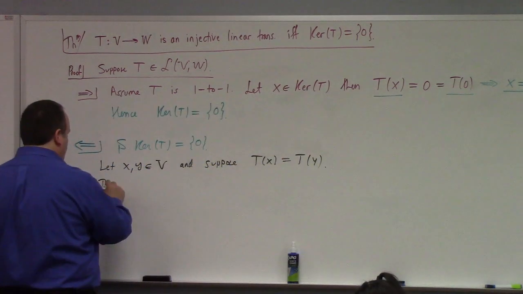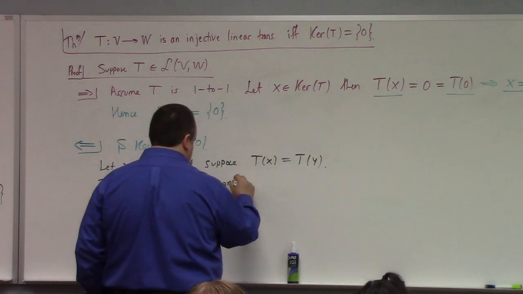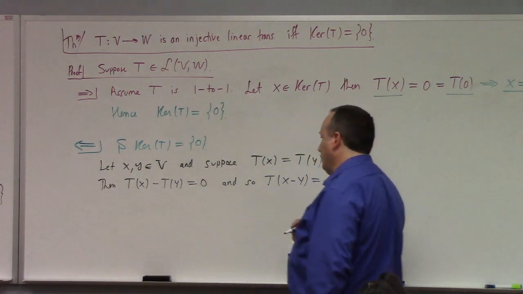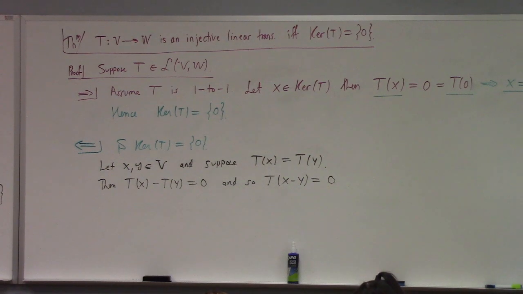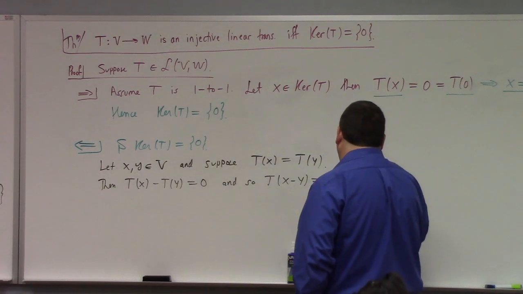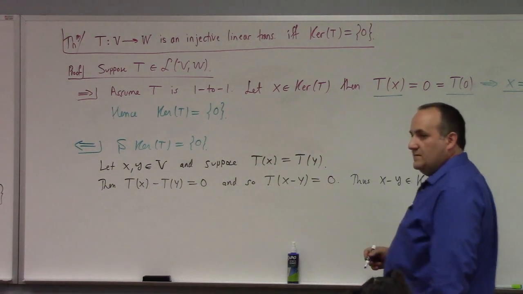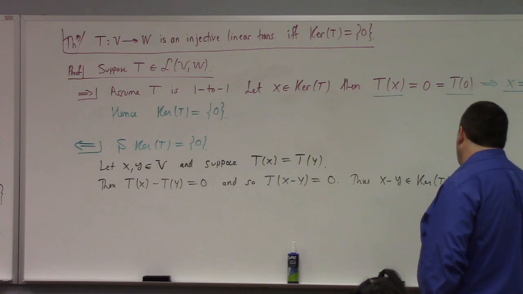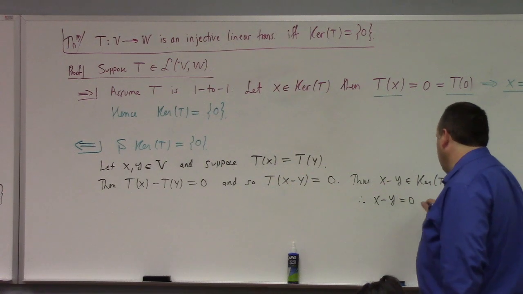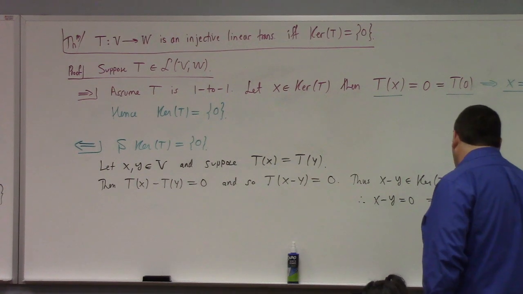Well, then T of x minus T of y is equal to 0, and so T of x minus y is equal to 0. But what does that mean? Well, that means that x minus y is in the kernel because it maps to 0. But the kernel is just the set containing 0. Therefore, x minus y has to be equal to 0, which tells me, of course, x is equal to y, which tells me that T is injective.